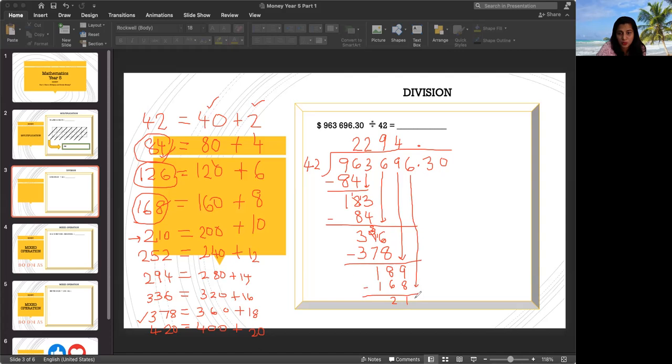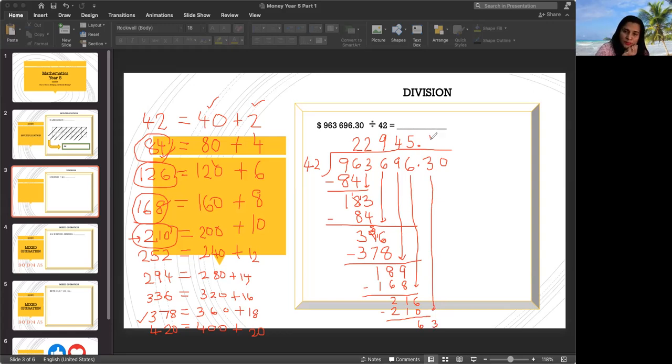Now you bring down the digit 6. Now we have 216. Any chance of us finding 216? No. We have 210. How many times is that? 1, 2, 3, 4, 5. So we can have 5 42s in 200, and that makes 210. Okay, now we'll have to do again a subtraction. 6 minus 0 would be 6. Bring down your 3. Okay, so now we have 63.